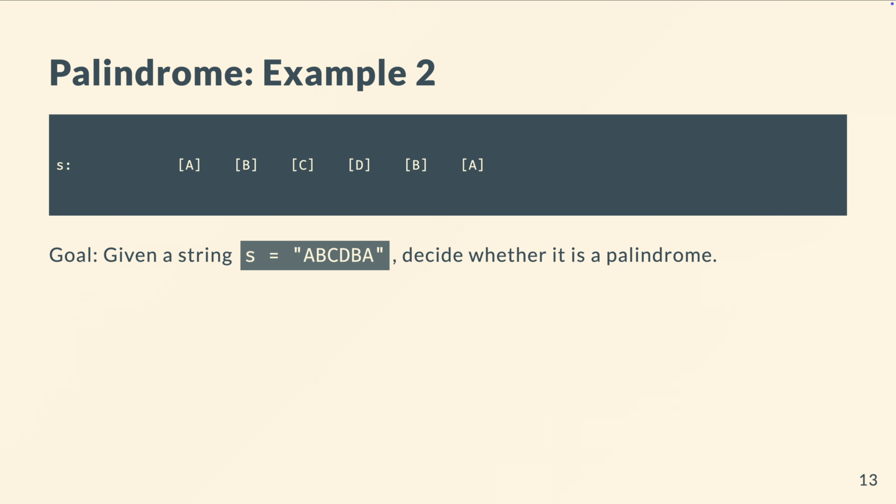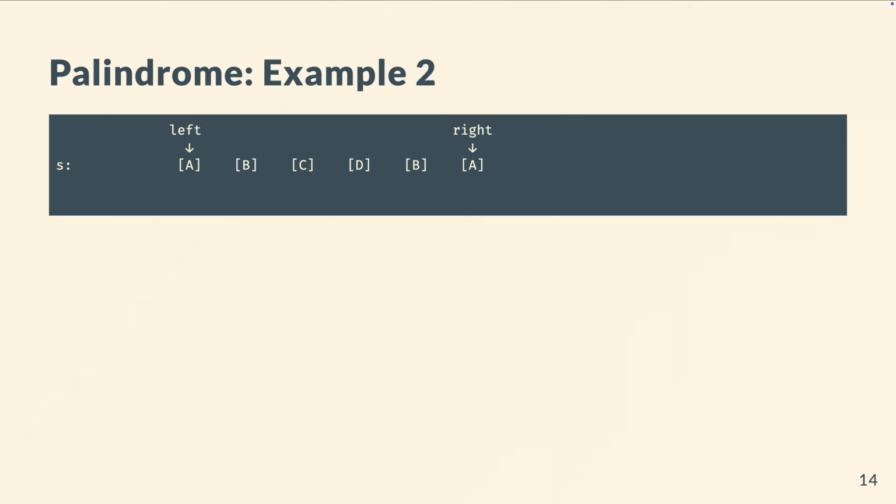Now the second example. The string S contains ABCDBA. Our goal is the same. Decide whether it is a palindrome. We start the same way. Left starts at the first character A. Right starts at the last character A.